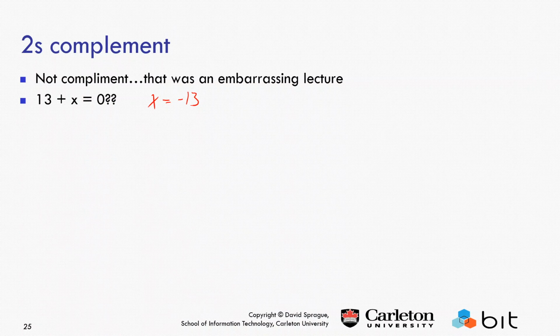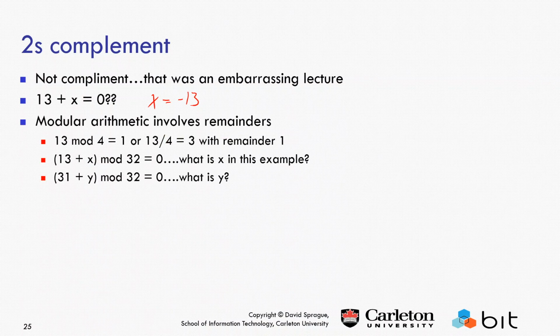So for modular arithmetic, there's a complement as well. So let's do that modular arithmetic thing. What is 13 mod 4? Well, that's going to be 1. If I take 13, I divide it by 4, I get 3, remainder 1. Okay, what is x if 13 plus x mod 32 is equal to 0? What's x?